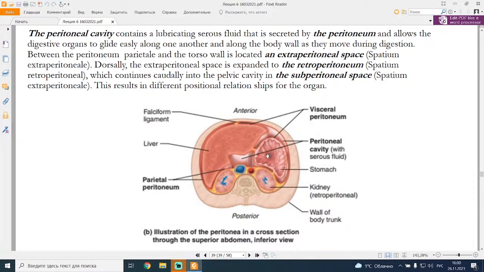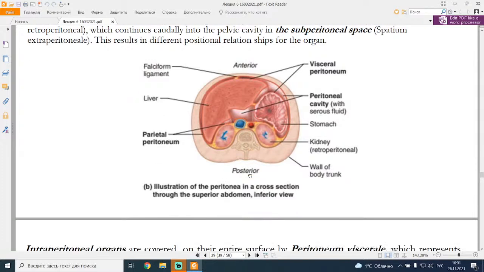Here you see visceral peritoneum, you see peritoneal cavity, this is liver, stomach, this is kidney, this is located retroperitoneal. This is parietal peritoneum, parietal peritoneum, this is retroperitoneal. You see a wall of the body trunk.